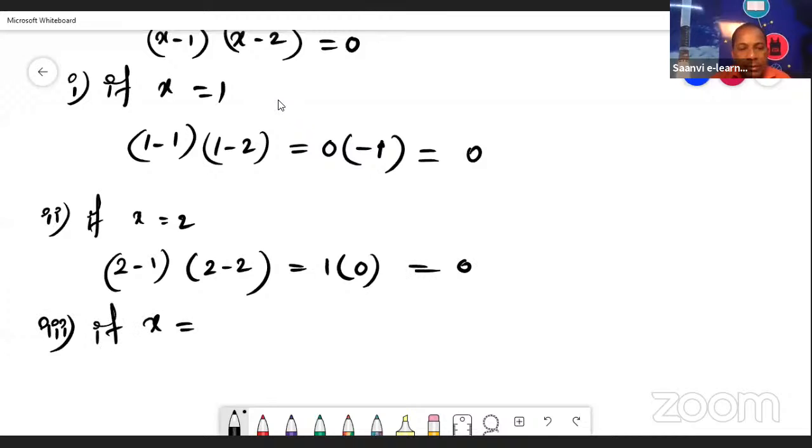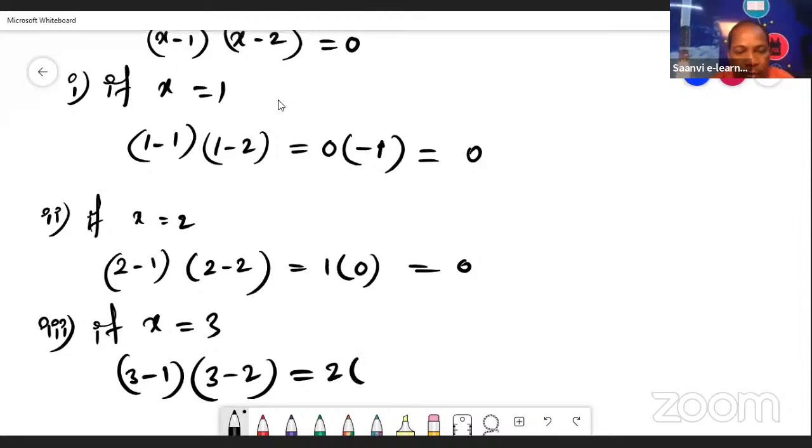Suppose I am substituting x is equal to 3. So if x is equal to 3, what will happen? In this equation, x minus 1 is there, so x minus 1 means 3 minus 1, into x minus 2 means 3 minus 2. How much do we get? 3 minus 1 is 2, 3 minus 2 is 1. So 2 into 1 is 2. See here, we are not getting 0. Only for these two values, 1 and 2, we are getting 0.